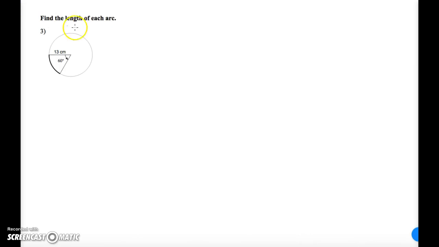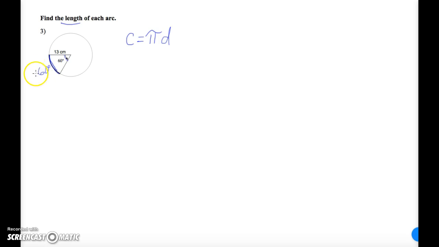This question says, find the length of the arc. We know the arc measure is 60 degrees because the central angle is 60 degrees. But we want the length, we want the distance of this arc. We can find the distance around the entire circle, that's the circumference. So circumference equals pi times diameter.